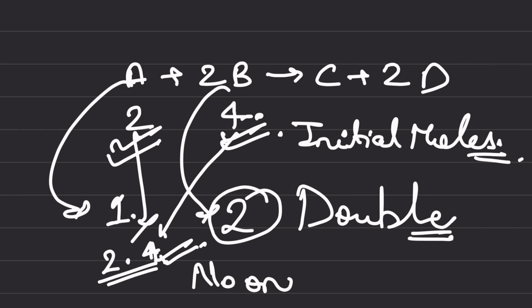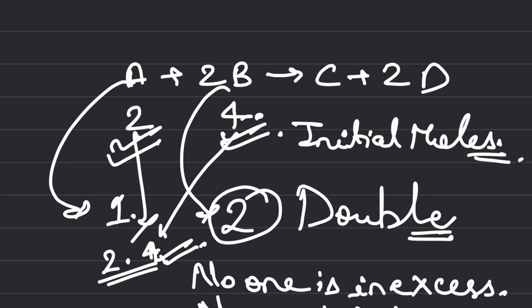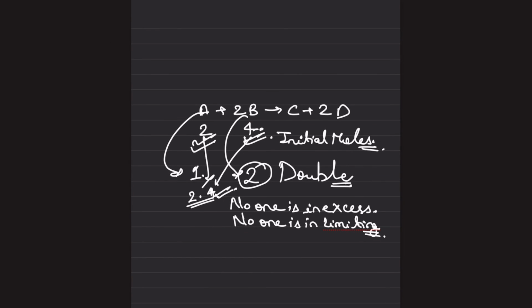So no one is in excess, and no one is in limiting. We can clearly see no one is in excess and no one is in limiting in this case. So like this we can clearly tell which is the limiting and which is in the excess.